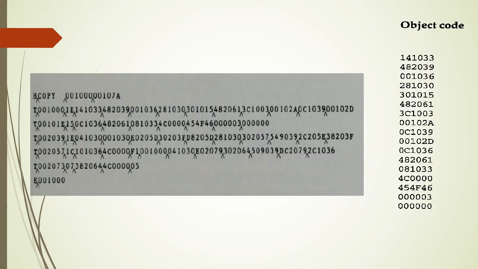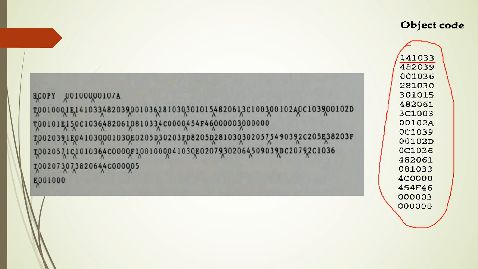So this is the object program for the generated object codes. For your reference, here I have written the object codes that you have generated. This we studied in the previous session. This is the object code of the first instruction.